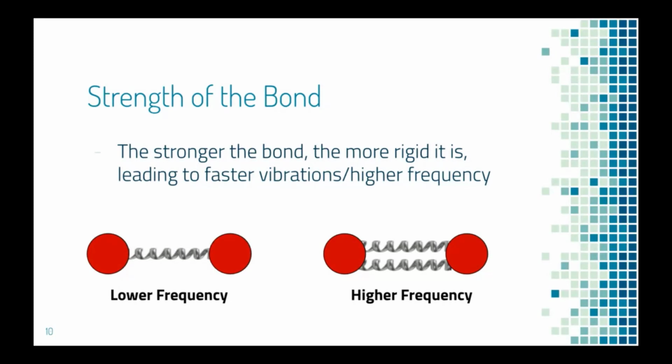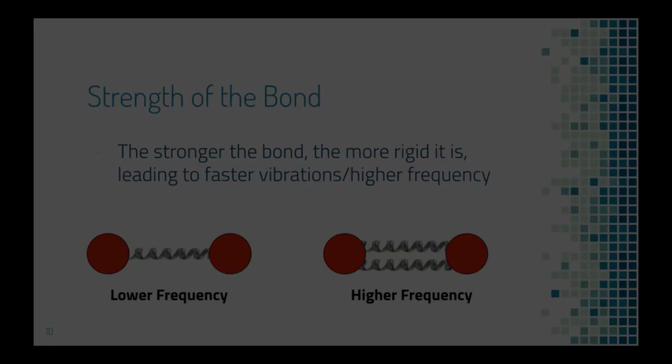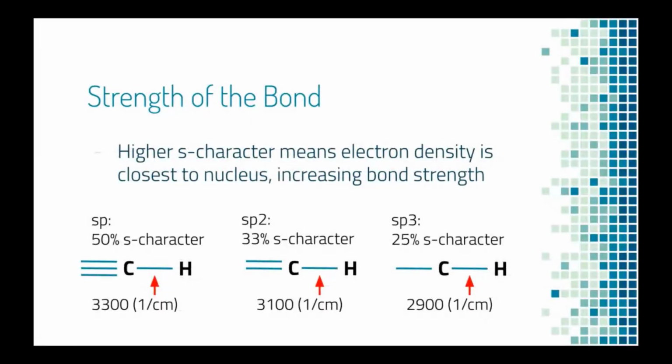And the reason for this is the stronger, you can imagine if there are two springs, then it would be a stronger connection. And if you were to hit it, it would vibrate a lot faster. And so that's just another analogy, I guess, with the spring that tends to work. More about the strength of the bond.